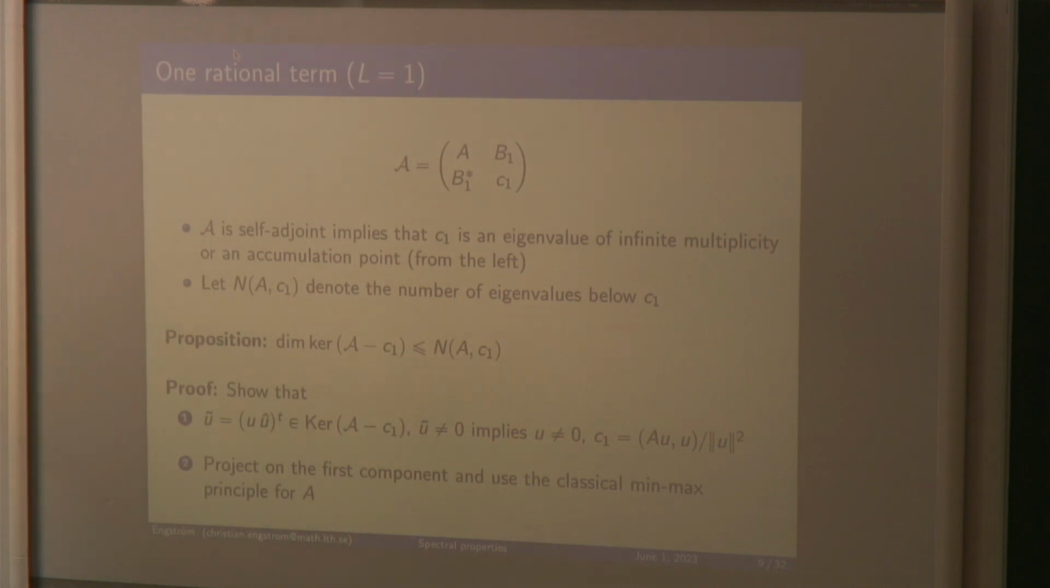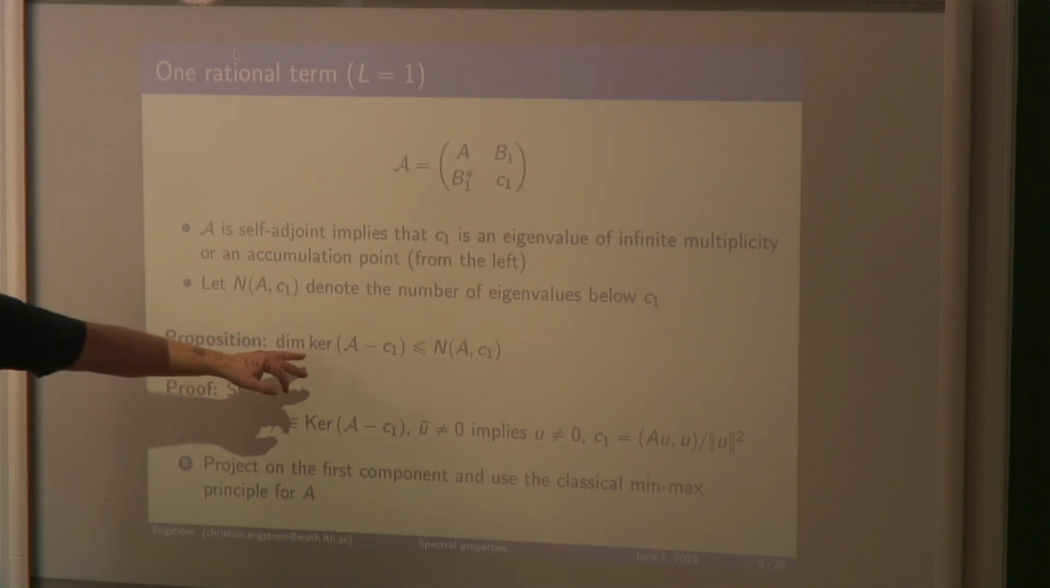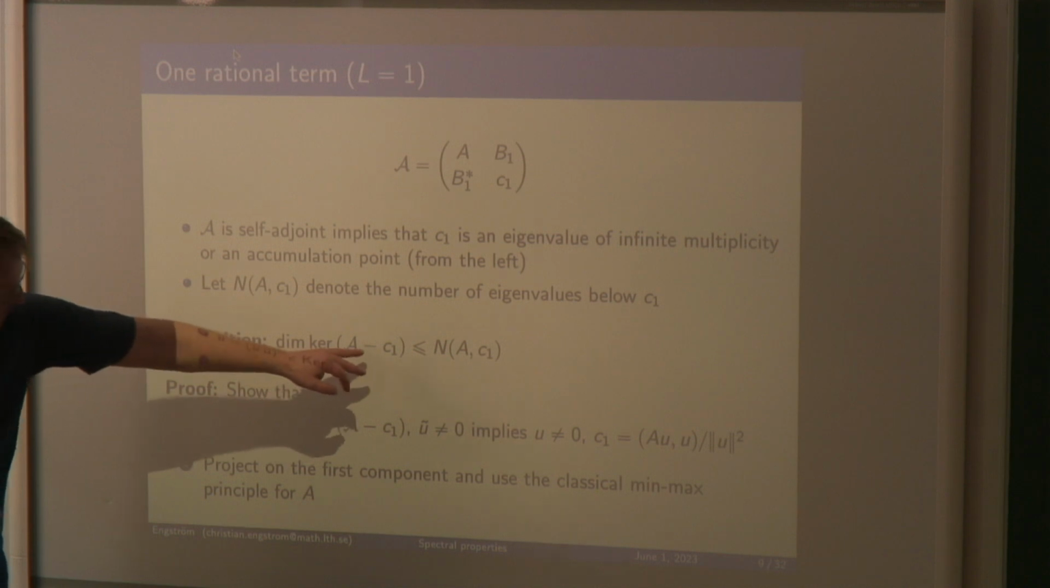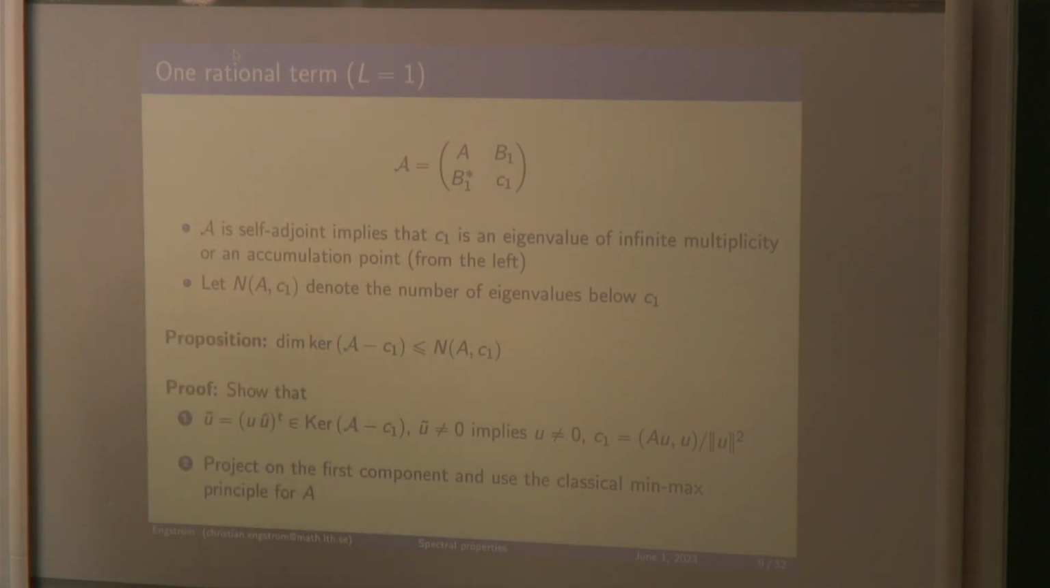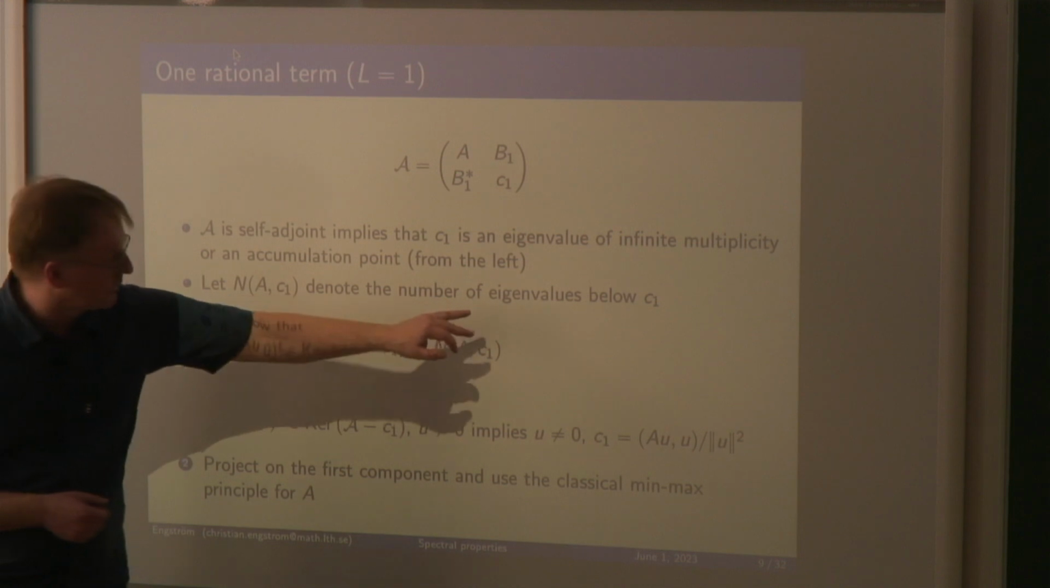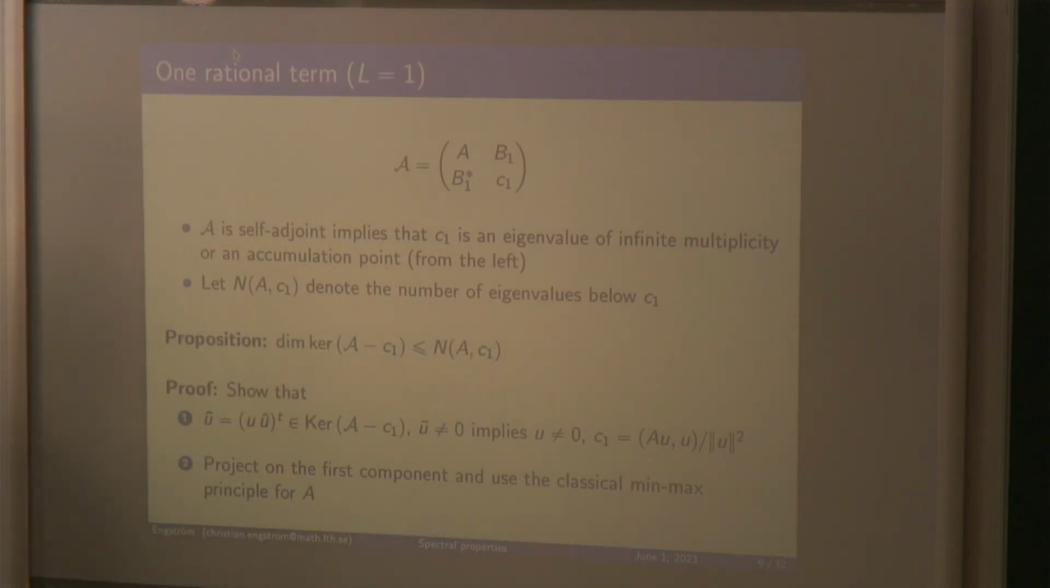Then we have a small lemma. Let's say that the dimension of the kernel of this block operator minus C1 is smaller or equal to the number of eigenvalues of A below C1. So if we can prove that, we know that it's not an eigenvalue of infinite multiplicity, because A was bounded from below also. So we can only have finitely many from that. And here is a sketch of how you could do that.